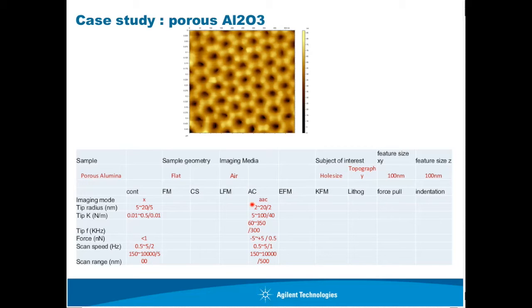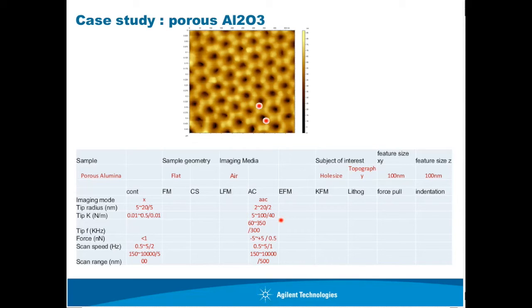AC mode actually gives you a very good result. And here, in AC mode, I would suggest a very sharp tip, in this case, 2 nanometers. 2 nanometer tips, in a lot of tip manufacturers, they call it ultra sharpened or ultra SSS and NCH. In the case of nano-sensors, it's called the super sharpened silicon, SSS, and that's 2 nanometers. A 2 nanometer tip for this kind of sharp feature can resolve this feature very, very nicely.